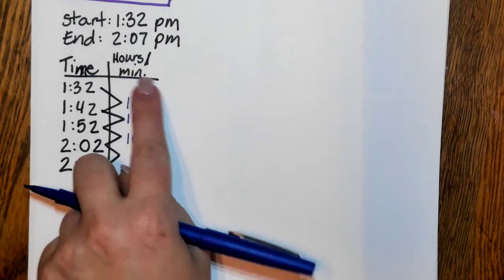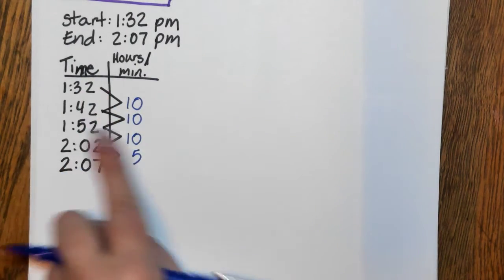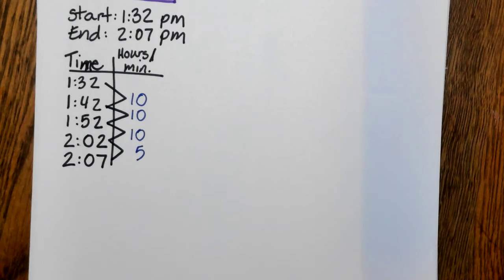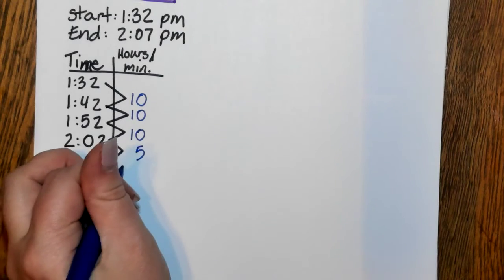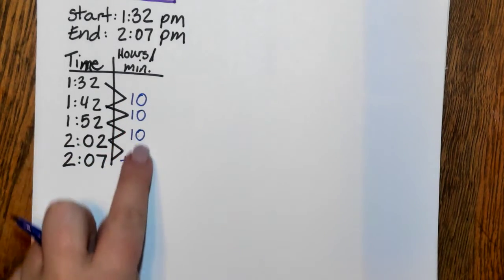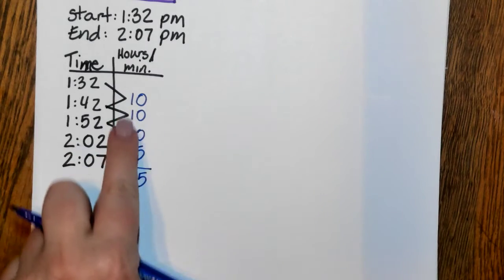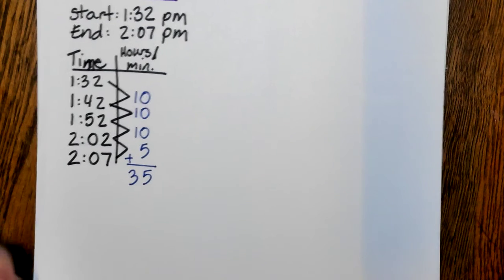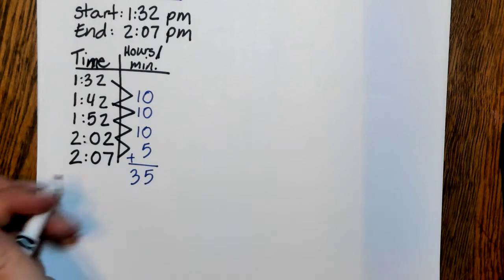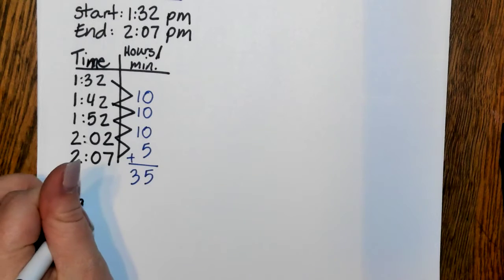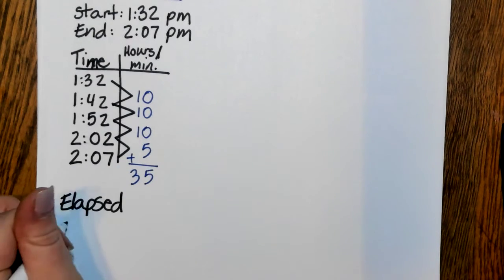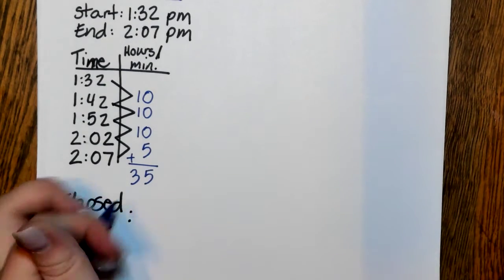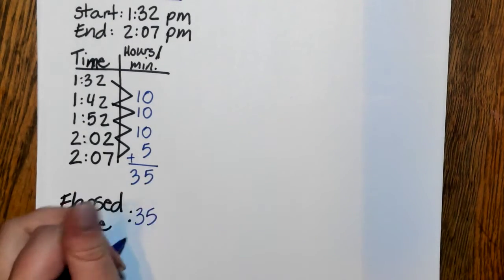up. Now, if this was a lot more complicated and I had a lot of things on my T-chart, I might want to add them in groups and rewrite them. But for this, I can just add it straight up. 5, 3. So I know that my elapsed time is 35 minutes.